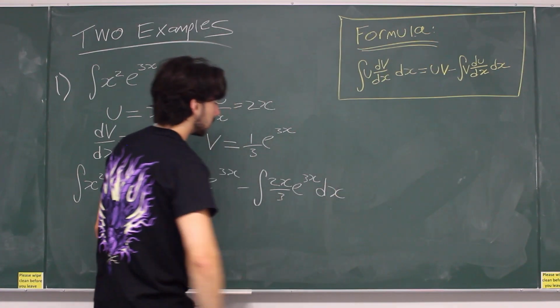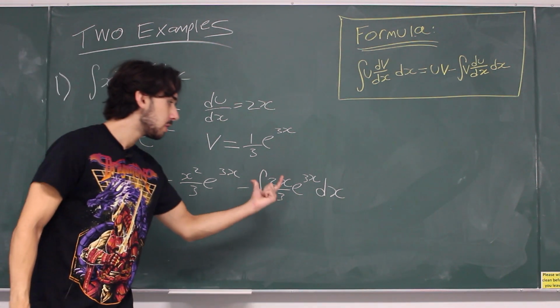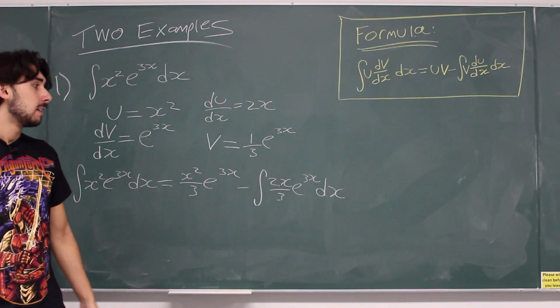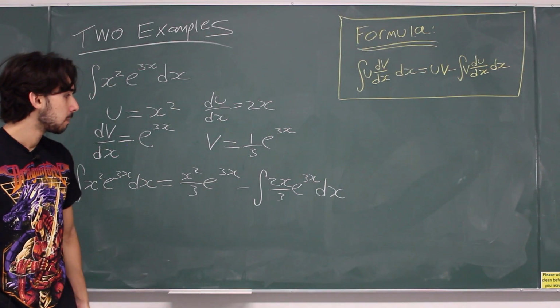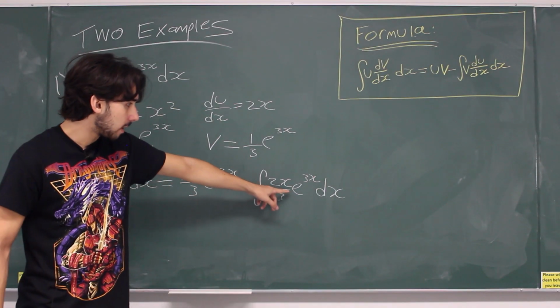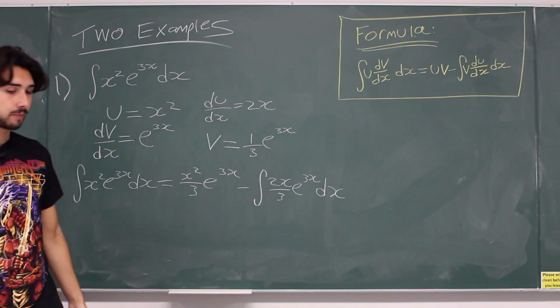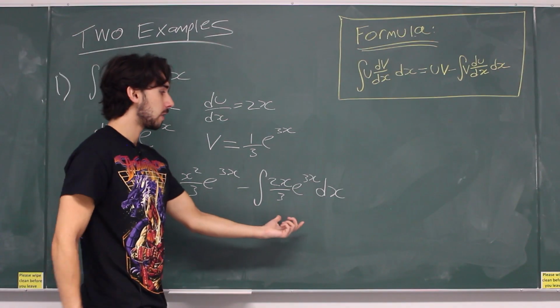Now, you might be able to see, oh, that's well and good. I guess we've simplified the integral to an extent. But the problem is, guys, that the integral we are left with still needs integration by parts to solve, because we have an x times an e to the 3x. So this still needs integration by parts.